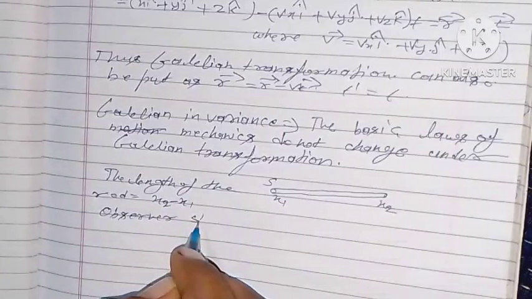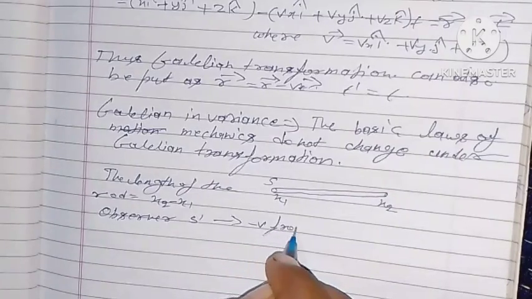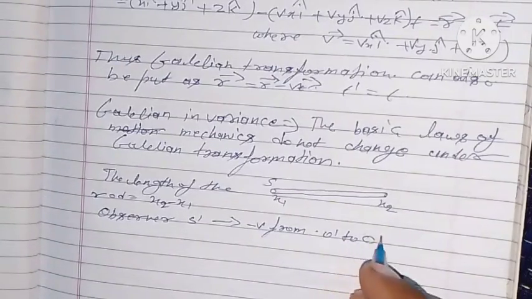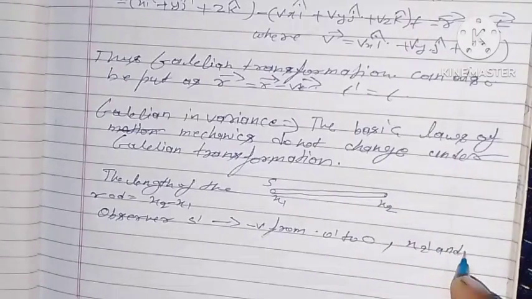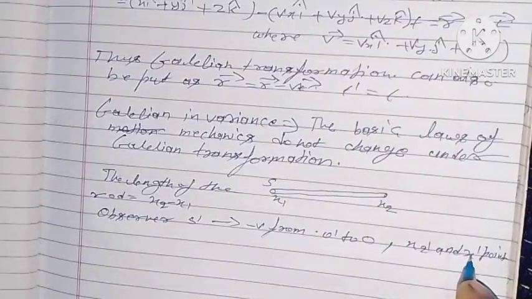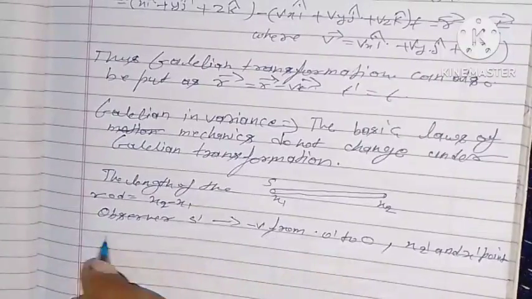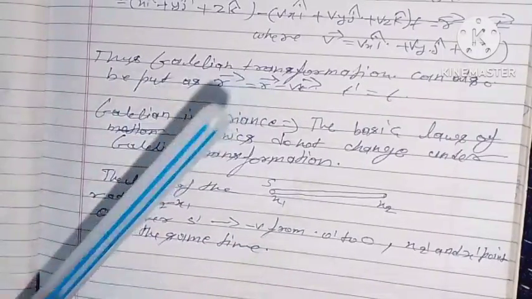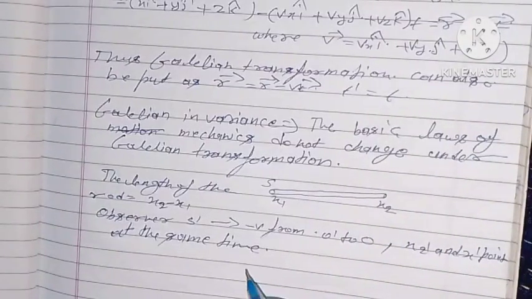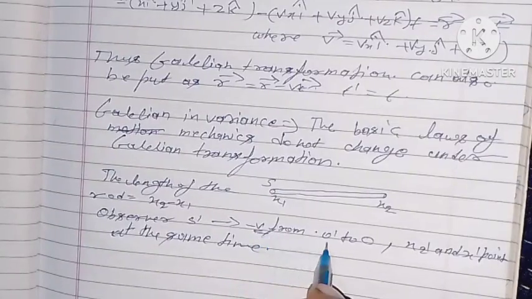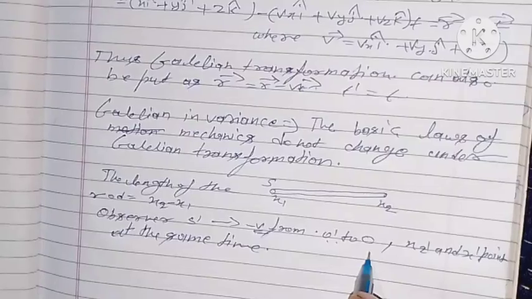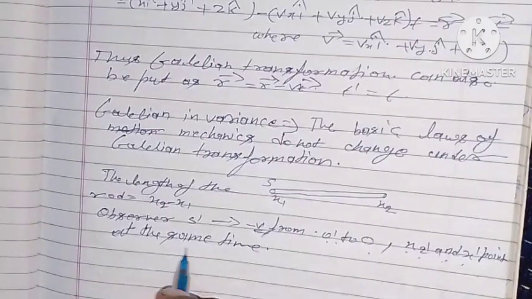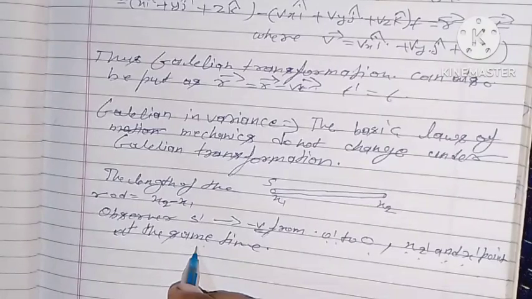The observer S dash will consider the rod to be moving with velocity minus v from O dash to O, and will observe the two ends to be at the points x2 dash and x1 dash at the same time.